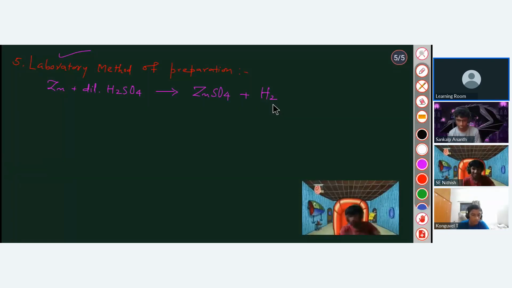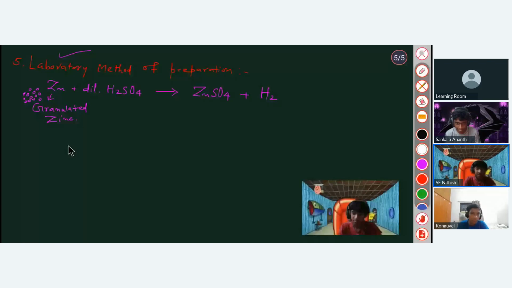Zinc is treated with dilute H2SO4, and the zinc should be granulated. This is very important. Do you know what granulated zinc means? Like small stones. Exactly, small pieces, pebbles. There should be granules, pores, small holes inside it. If we are not using granulated zinc, then the reaction will be very slow, right?